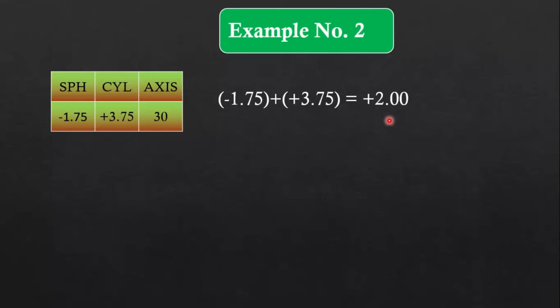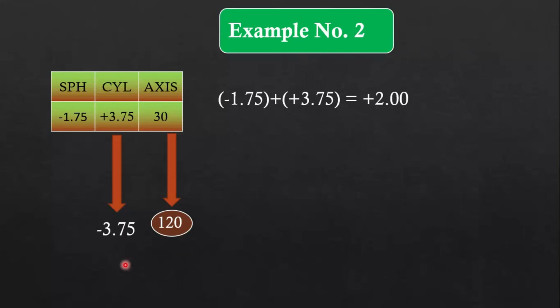2.00 diopter sphere. For new cylindrical, we have to change the sign of cylindrical but not the value of cylindrical, and you will get the new cylindrical, and here the sign of cylindrical is plus and it will become minus, and the new cylindrical would be minus 3.75 diopter cylinder. And for new axis, we have to add the value of 90 to the axis value of 30, and after adding 90 to the value of 30, you will get the new axis value, that would be 120 degrees.